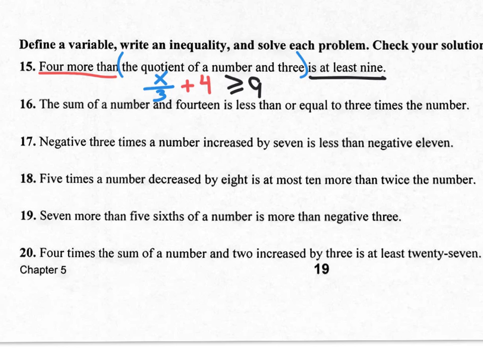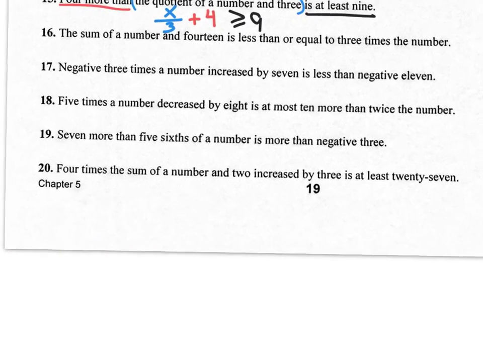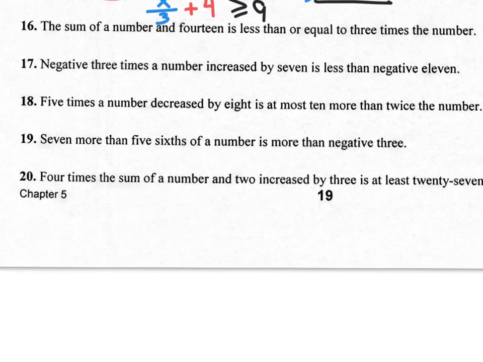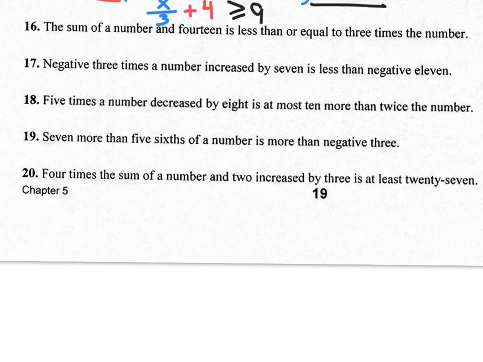Taking a look at the rest of these, which one would you like to see? Number 20. Okay. Ladies and gentlemen, it says 4 times the sum of a number and 2 increased by 3 is at least 27. Now, I'll be honest with you. When I read this really long sentence, I get confused. So what we need to do is just read one piece of it, understand it, and write something down.